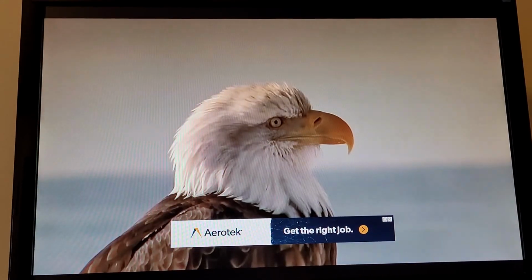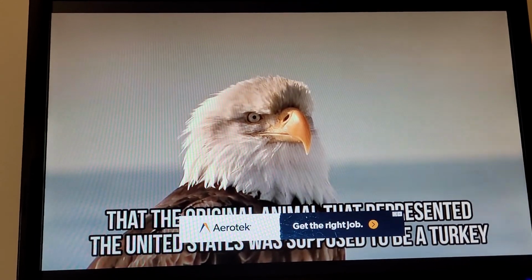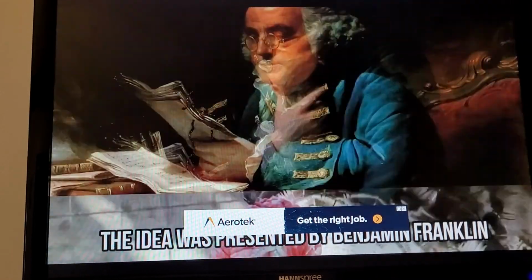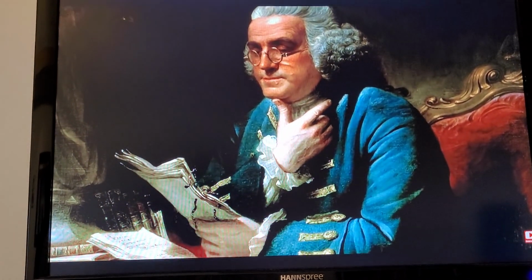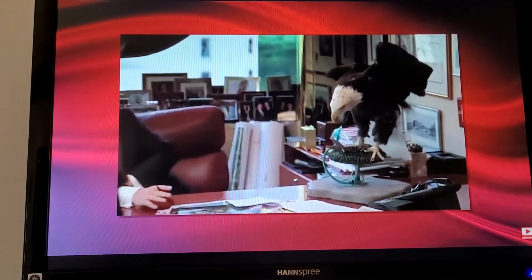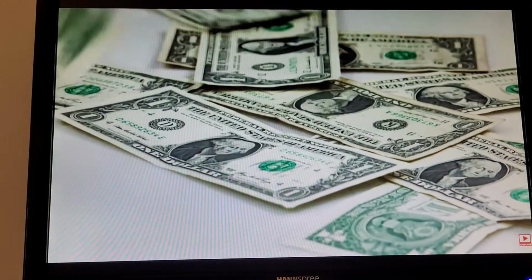Speaking of the eagle, did you know that the original animal that represented the United States was supposed to be a turkey? The idea was presented by Benjamin Franklin, who actually didn't particularly like the idea of an eagle, but that's a story for another video. Let's get back to exploring more hidden secrets in the dollar bill.